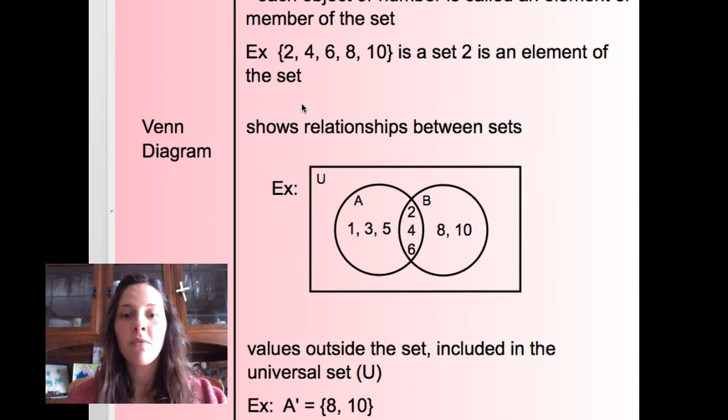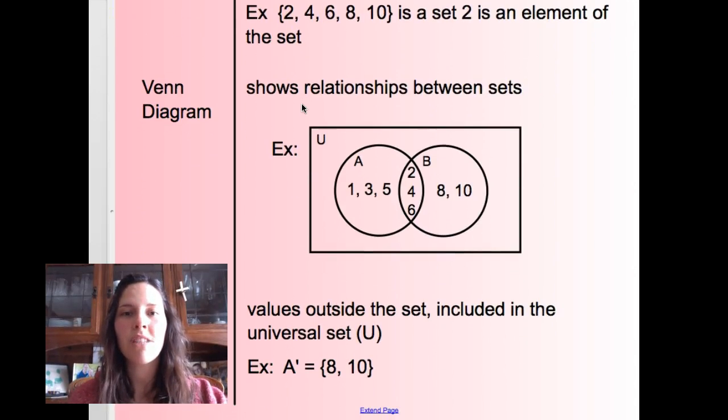Venn diagrams, hopefully you're familiar with these. They show the relationships between sets. You usually see them as a group of overlapping circles, and then you'll have elements that are in one set and not another. So for example, when we're looking at set A here, 1, 3, and 5 are in set A. They are not in set B.